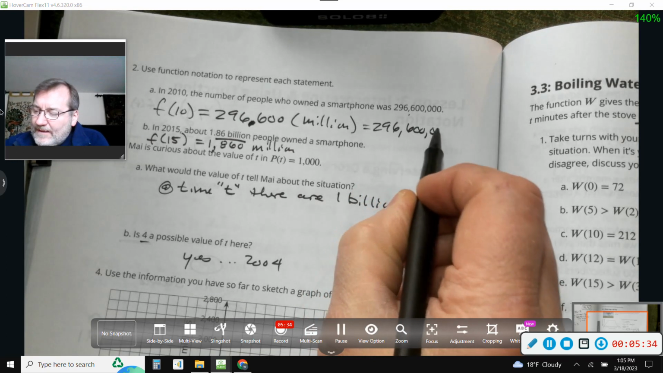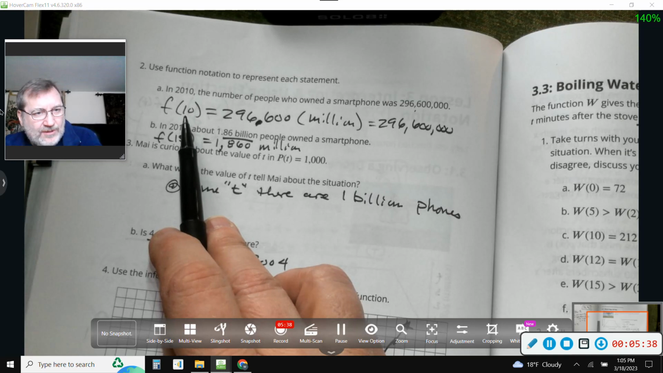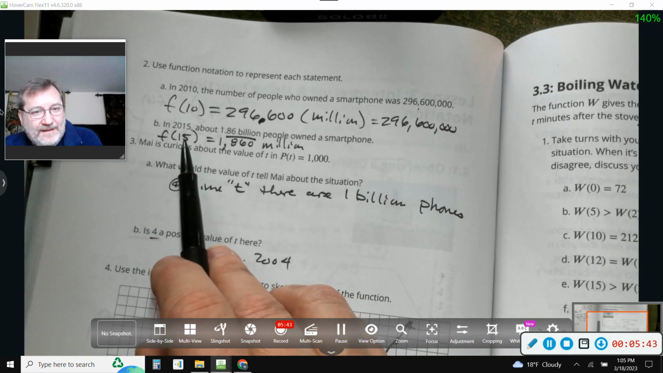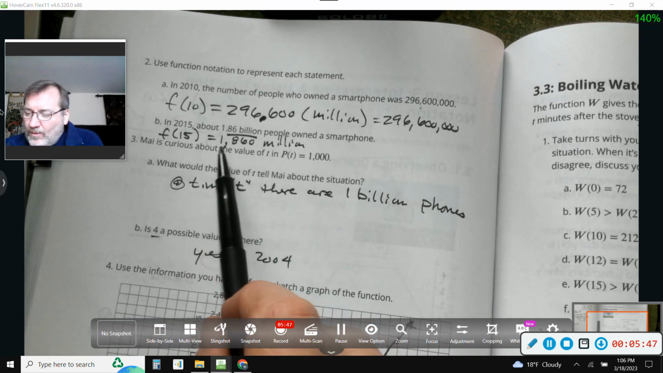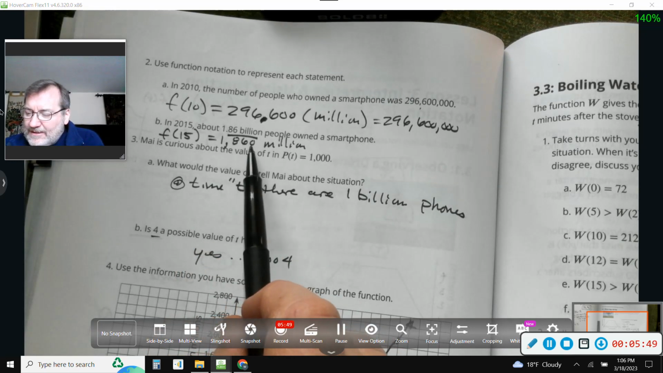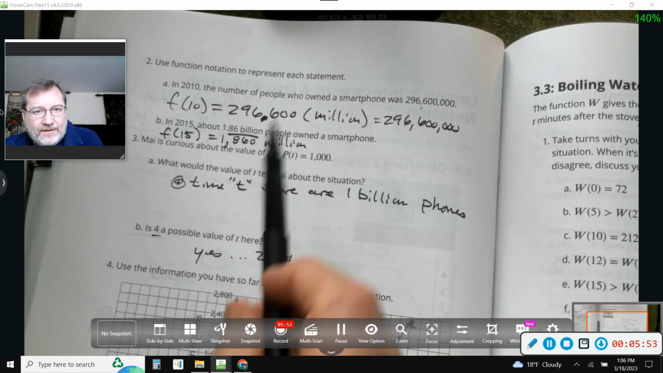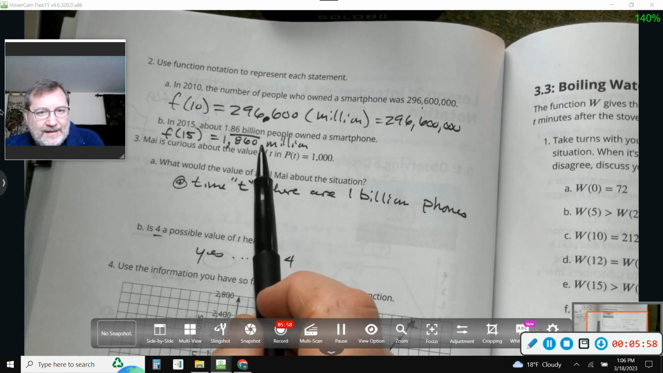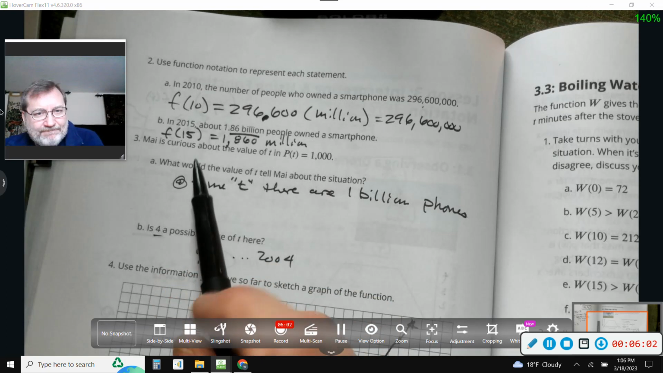296,600. All right, and the input's going to be 10 because we're going to say everything starts at 2000. For 2015, our start point is now 15 years, and 1.8 billion, which is 1,860 million. All right, and so that's kind of what's going on here. You go from 296 to 1,890 million in the span of another 5 years.